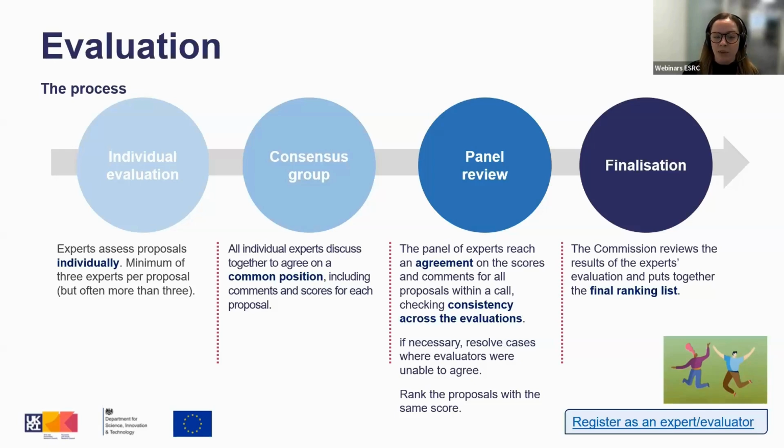The panel review is also the point where final decisions are made on proposals with the same ranking. This is done when a consensus can't be reached at the earlier stage and there is limited funding remaining. I'll share some comments on this in the next slide, but just to close the loop, after the panel review, we move into the finalisation stage, which is where the Commission completes the ranking list.